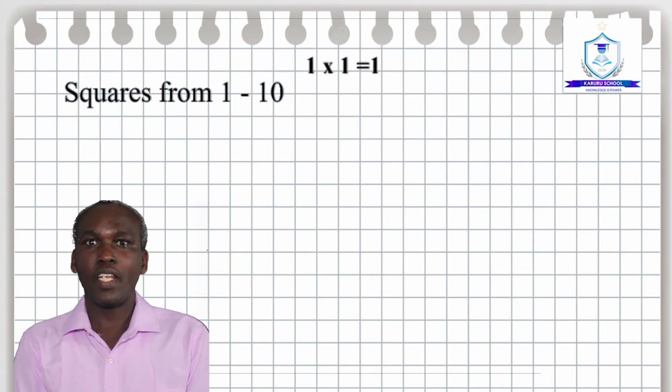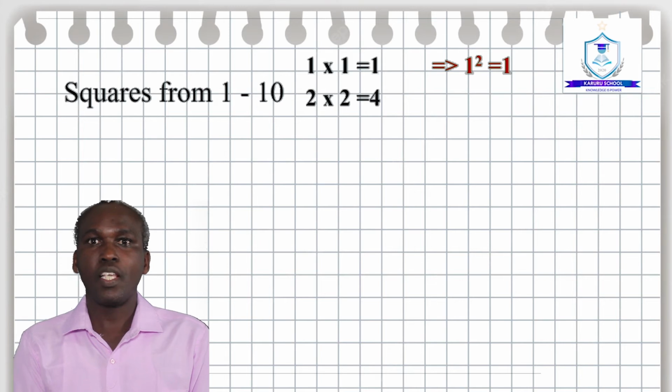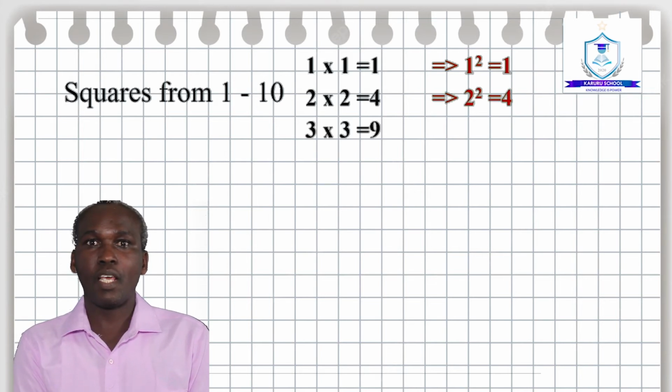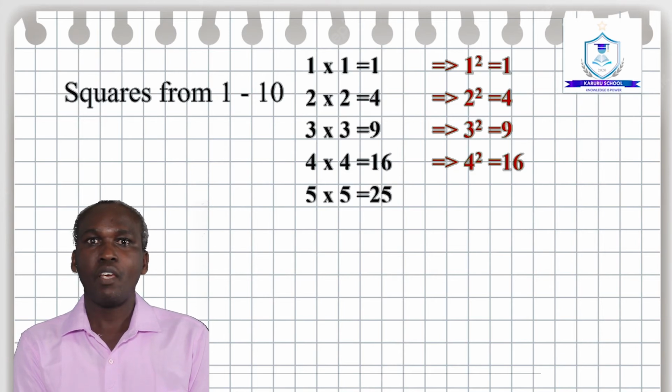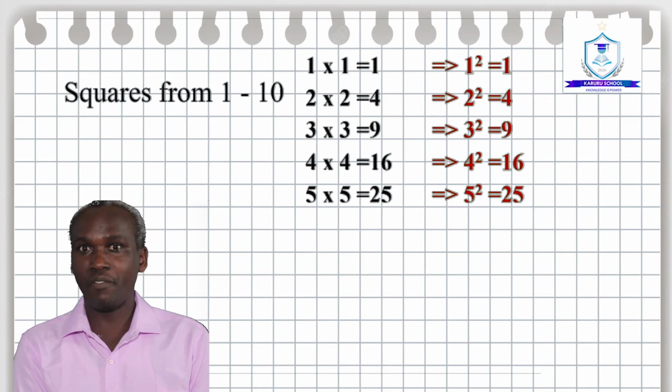1 times 1 equals 1. This implies that 1 squared equals 1. 2 times 2 equals 4. This implies that 2 squared equals 4. 3 times 3 equals 9. This implies that 3 squared equals 9. 4 times 4 equals 16. This implies that 4 squared equals 16. 5 times 5 equals 25. This implies that 5 squared equals 25.